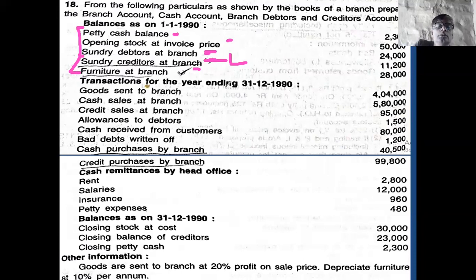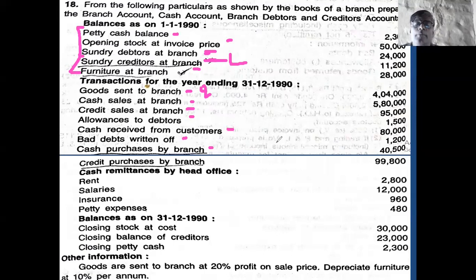Closing balance. Any doubt? Out of opening balances, asset balance comes on debit side. Liability balance comes on credit side. Clear? Then goods sent to branch is the second item. This is the second item. Cash sale, credit sale, allowances, cash received from debtors, then bad debt, cash purchase here.